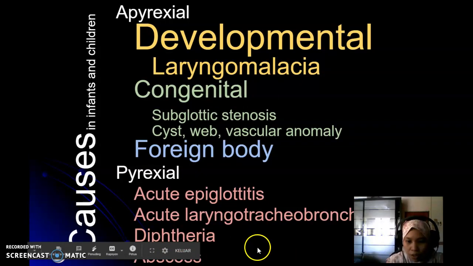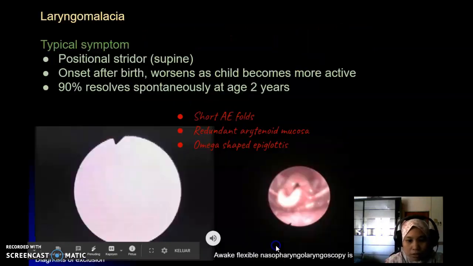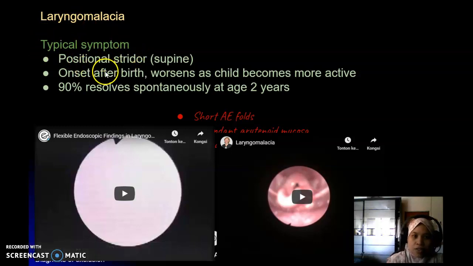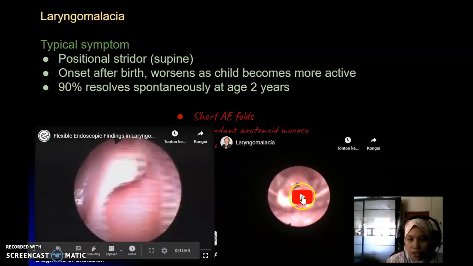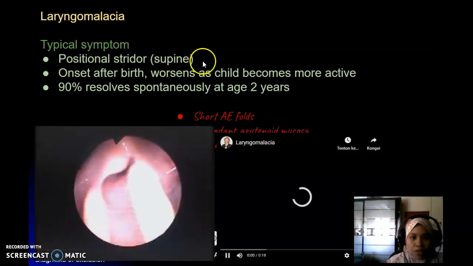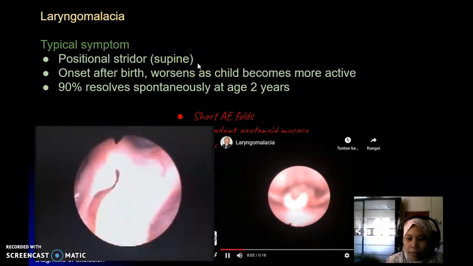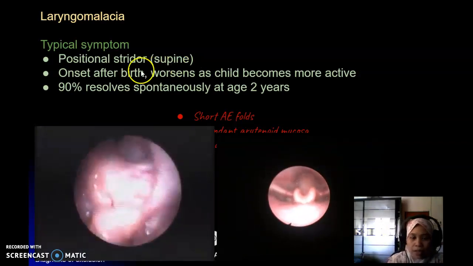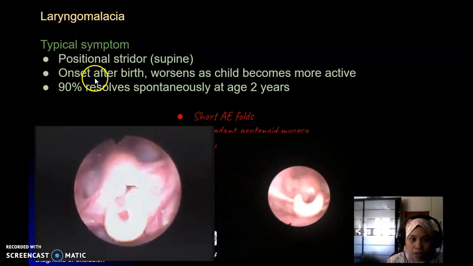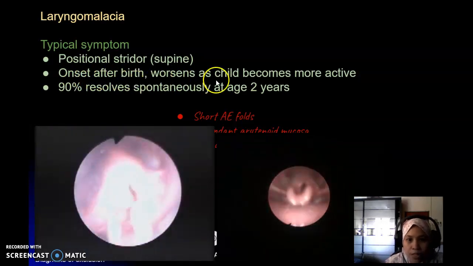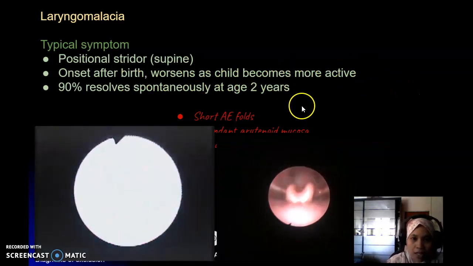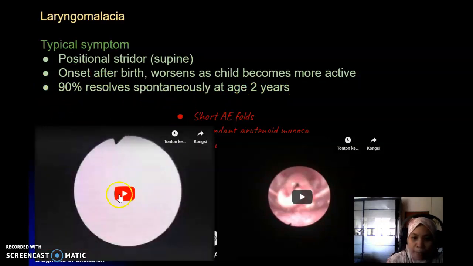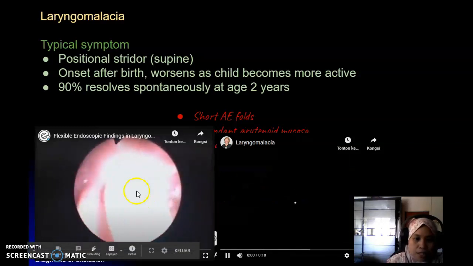So we're going to talk about laryngomalacia. Laryngomalacia presents with a typical symptom of inspiratory stridor, and it is fairly much positional. Most of the time they present with stridor in the supine position. If the baby is lying on the lateral side or on the prone side, the stridor will disappear. The onset is not at birth, but rather after birth. It worsens as the child becomes more active, and at the age of 2 years, 90% of the patients undergo spontaneous resolution.